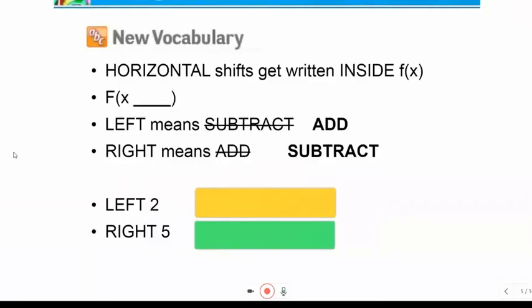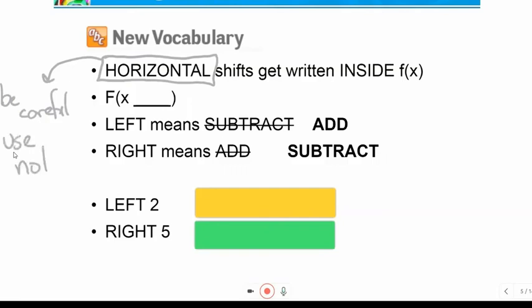Horizontal shifts. This is where things get messy, people. So you want to make sure you have written down in your notes to be careful. Take your time. Use the notes. When you see horizontal shifts left and right, you are writing them inside your f of x. So more specifically, you're writing them with the x value, because that's the part that we're moving.